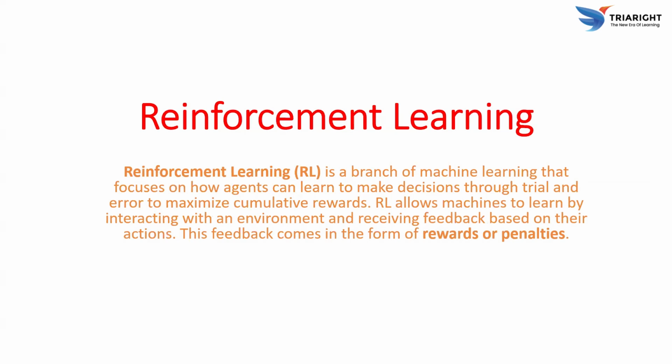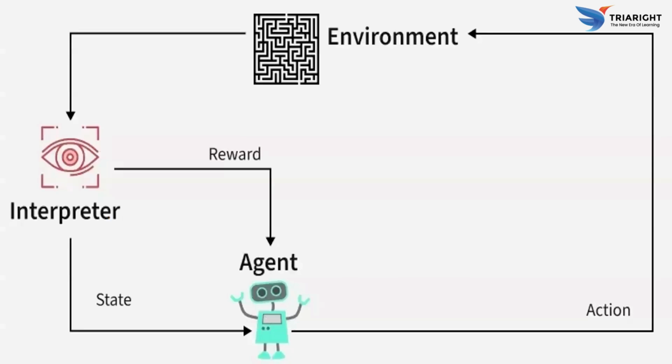So here we have the interpreter, reward, state, action, and environment, right? The agent is the entity that learns and makes decisions. Think of it as an AI program. The environment is the world or context in which an agent operates. That could be a game, a physical robot's surroundings, a stock market, or any analysis.